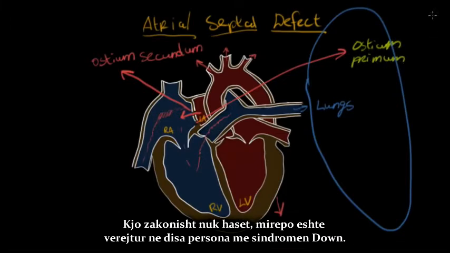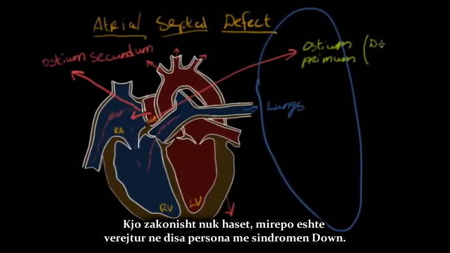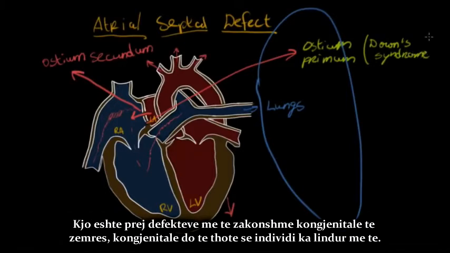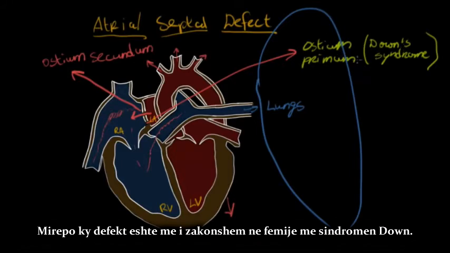All right, so that's lower down. That's not generally seen, but it is seen in some individuals with Down's syndrome. This is going to be the most common congenital heart defect, and congenital just means that the individual is born with it, but that's going to be the most common congenital heart defect in babies with Down syndrome.